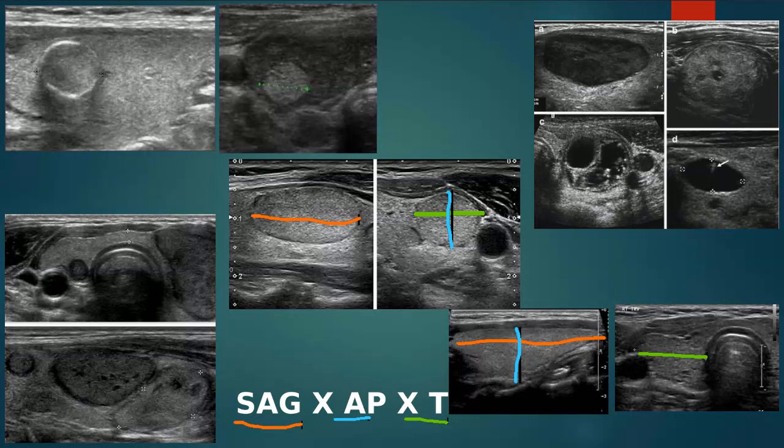So we color coordinated everything on these images for you. When we're looking in sagittal and we have that elongated nodule or that elongated finding, we're doing the length measurement. When we turn transverse on that and we're now looking at it on a cross axis, when we're measuring anterior to posterior, remember anterior is always top of the screen, posterior is always bottom of the screen. That's going to be our height. And then our width is going to be side to side in transverse.